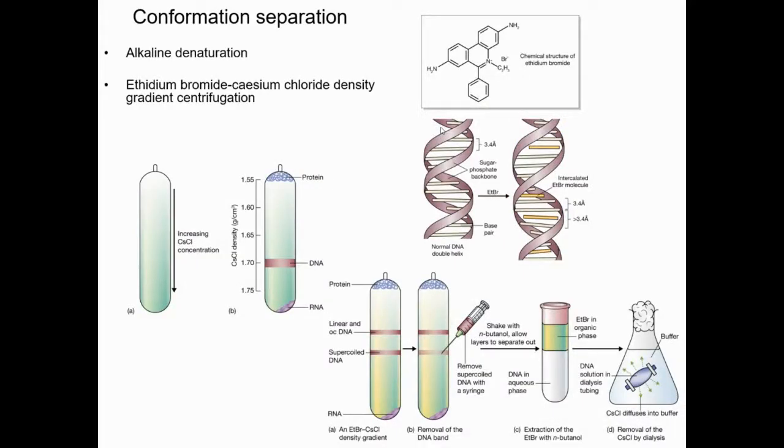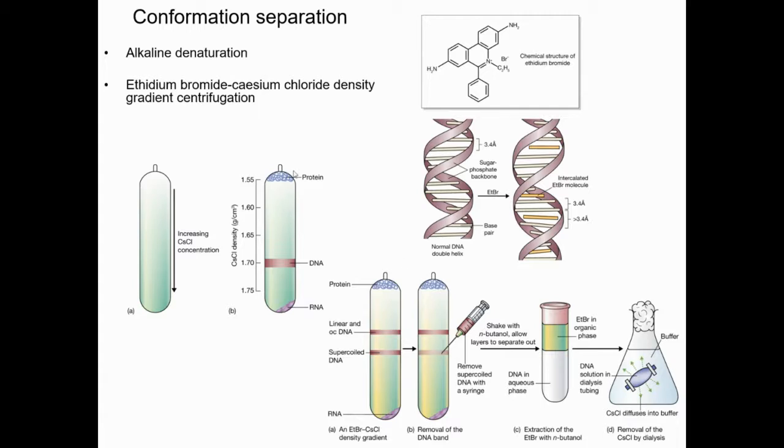And then you can also use conformation to separate the plasmid DNA from the genomic DNA. There are two different techniques that you can use. You can use alkaline denaturation, or you can use ethidium bromide cesium chloride density gradient centrifugation. You can use these two different methods to separate the plasmid DNA from the genomic DNA. The figure here is the ethidium bromide cesium chloride density gradient centrifugation. Basically, you mix the cell extract with the cesium chloride, and then you have an increasing cesium chloride concentration after centrifugation. Based on the different densities, you can separate the DNA from protein and RNA.